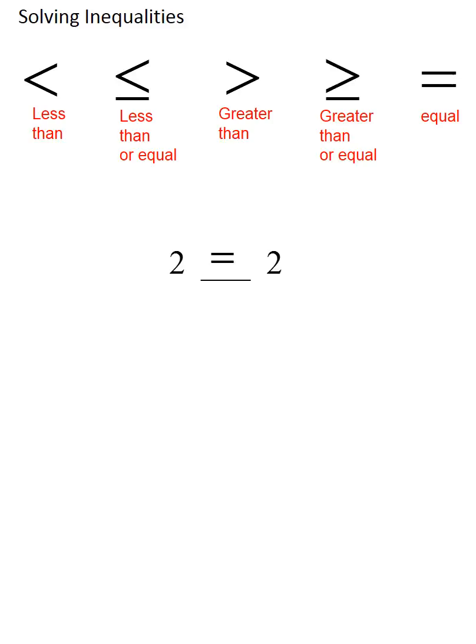This would obviously be true if I put an equal sign in here. 2 equals 2, we can't argue with that. But it would also be true if I put a less than or equal to, because it's equal. But it would also be true if I put a greater than or equal to, because again, 2 equals 2. So all of those statements would be true.